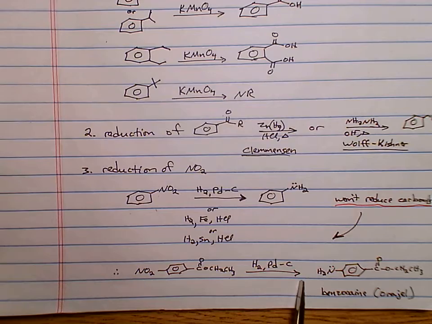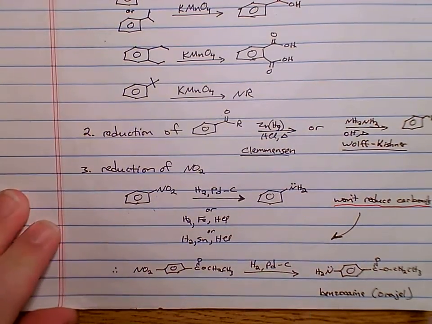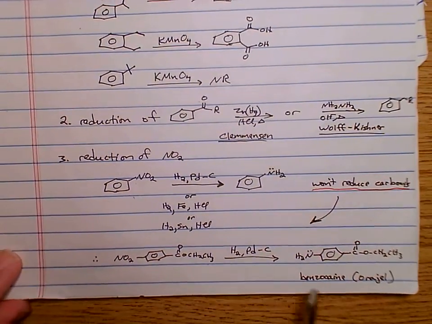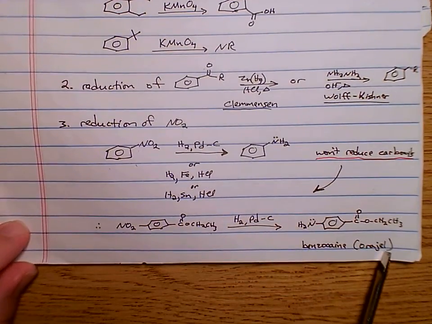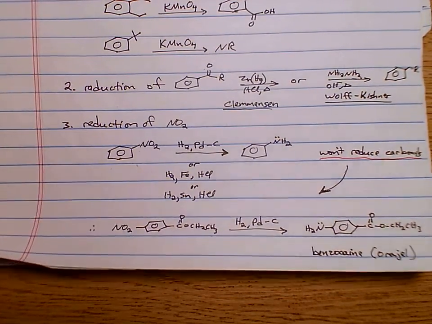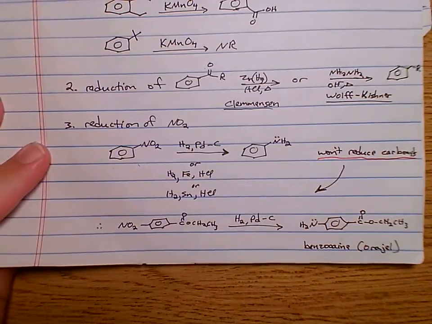This molecule, by the way, is benzocaine. This is one way to make benzocaine. In the lab, we're going to find another way to make benzocaine, also known as Oragel. Good for itches and sore teeth and things along that line.